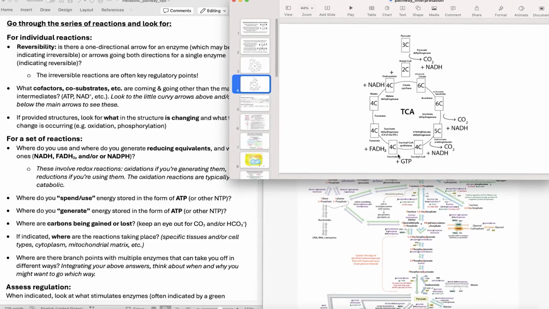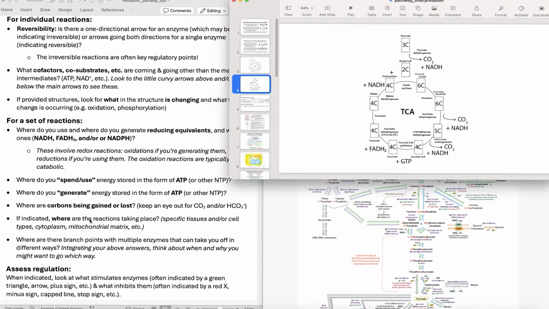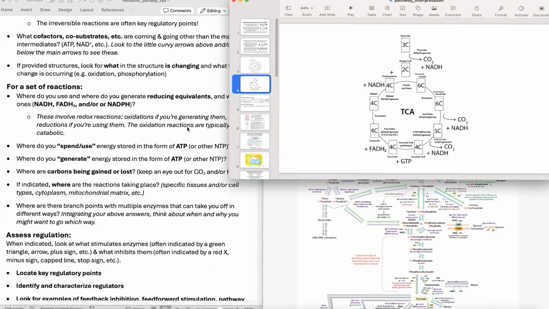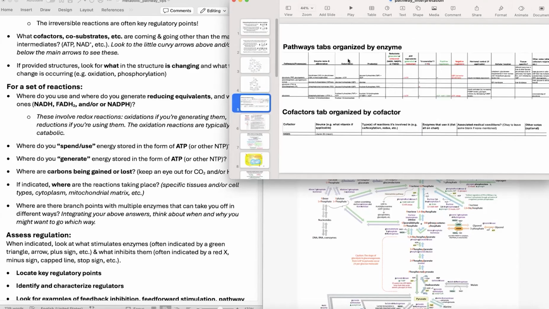But you want to keep track of where you have those energy payouts and where you have these reducing equivalent payouts. So you want to look for when you're actually spending the ATP or other NTP, as well as when you're generating it. And when you're generating or where you're using the NADH, the FADH2, the NADPH. And so that's why keeping track of them in a spreadsheet is really helpful. And so where are you generating what, and what are these enzymatic reactions?